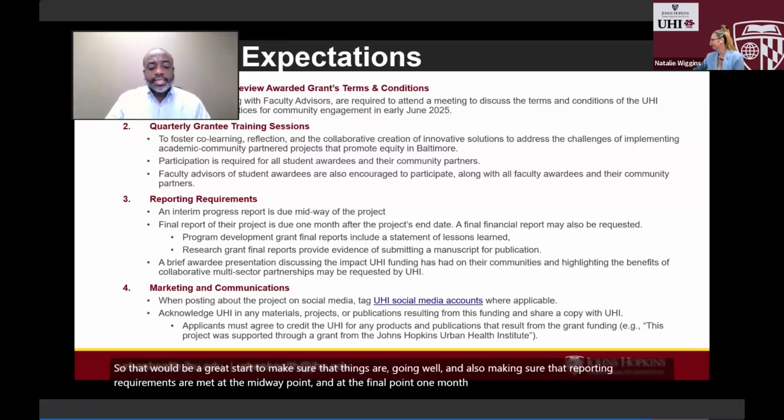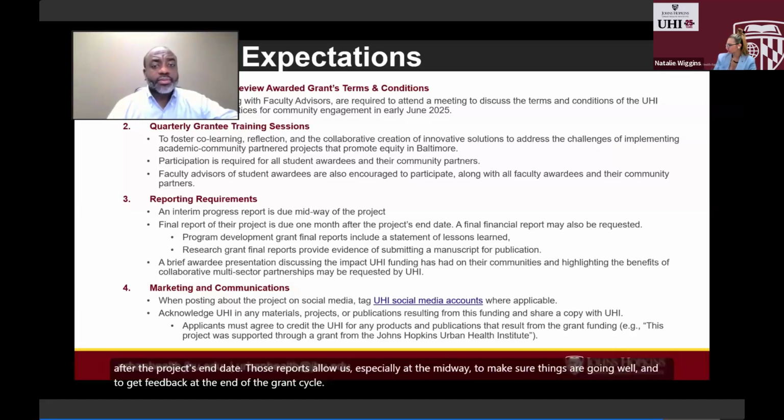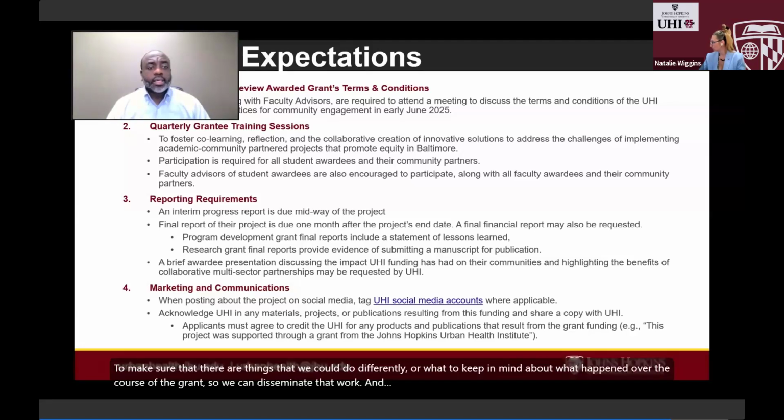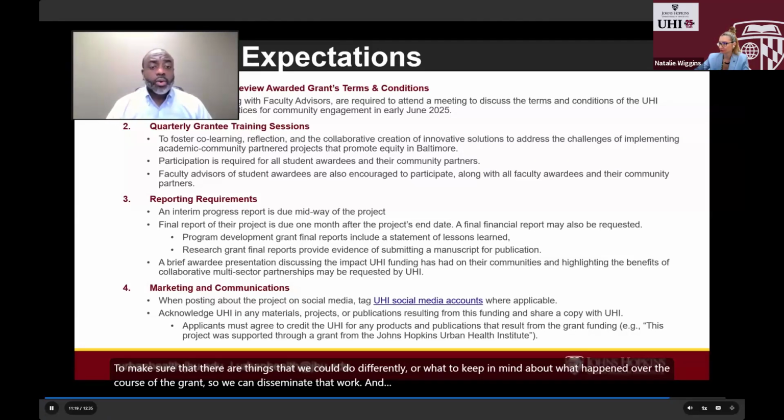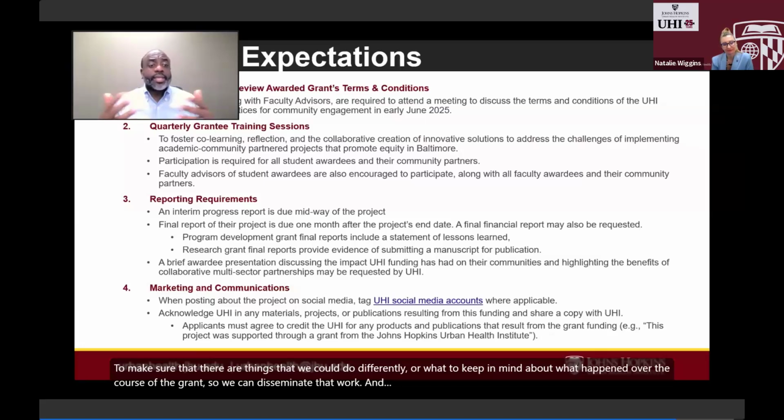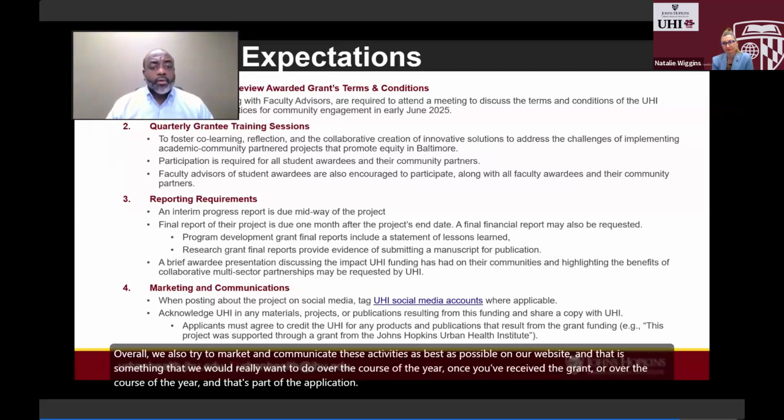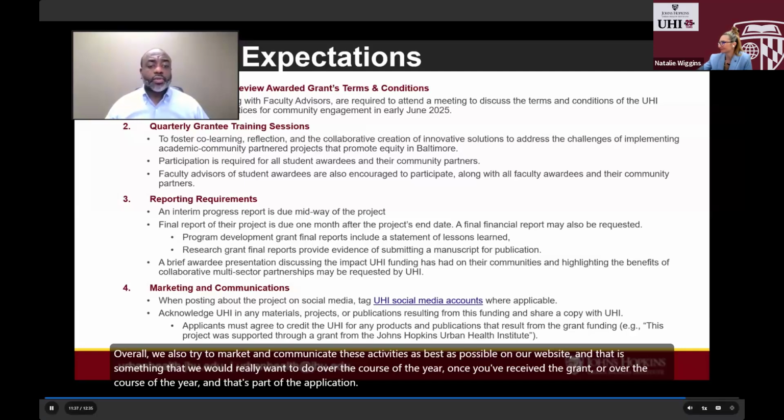So that would be a great start to make sure that things are going well, and also making sure that reporting requirements are met at the midway point and at the final point, 1 month after the project's end date. Those reports allow us, especially at the midway, to make sure things are going well and to get feedback at the end of the grant cycle to make sure that there are things that we could do differently or what to keep in mind about what happened over the course of the grant so we can disseminate that work. And overall, we also try to market and communicate these activities as best as possible on our website. And that is something that we would really want to do over the course of the year, once you receive the grant.